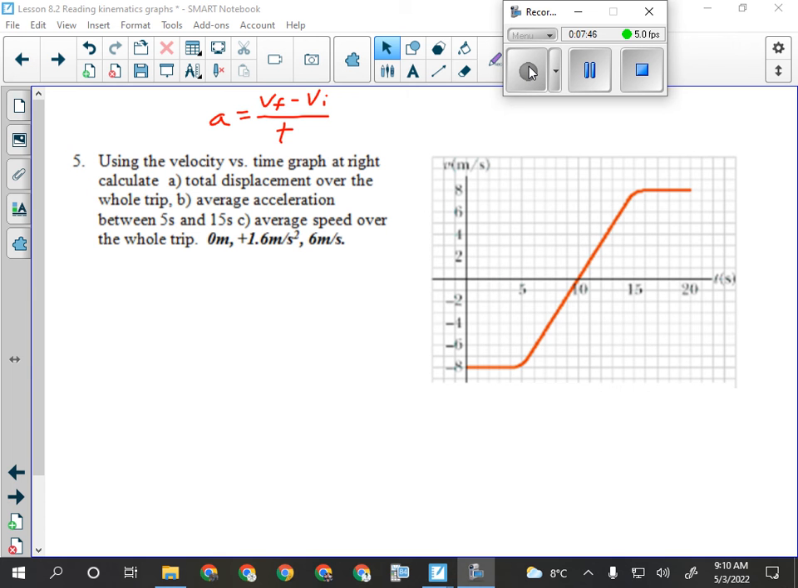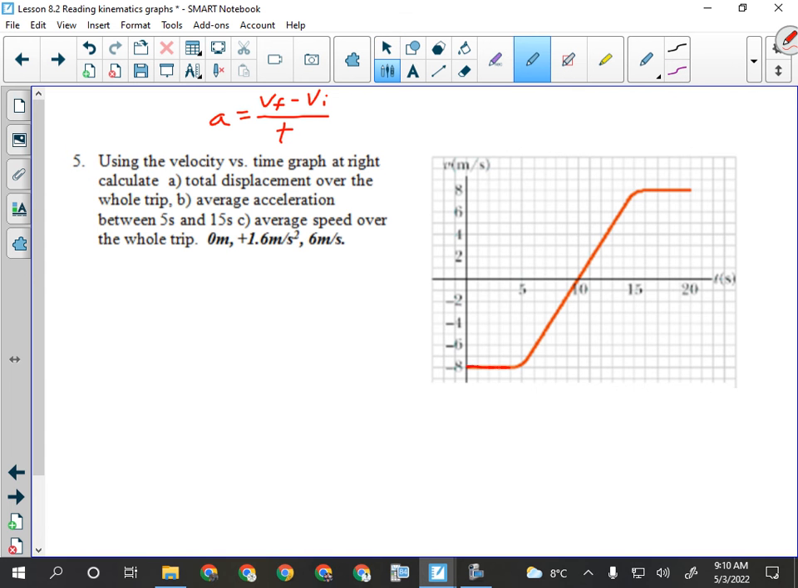How many people for part A went ahead and did all the shapes? Nothing wrong with that, but I want to show you something about graphical analysis. If you found the shapes, I'm sure you got the right answer. But there's a way to do this that involves not having to do any math at all and just analyze the graph.